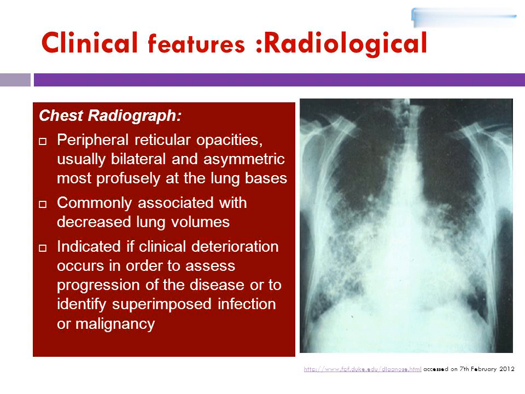Clinical features, radiological. Chest radiograph. Peripheral reticular opacities, usually bilateral and asymmetric, most profuse at the lung bases. Commonly associated with decreased lung volumes. Indicated if clinical deterioration occurs in order to assess progression of the disease or to identify superimposed infection or malignancy. http://www.fpf.duke.edu/diagnose.html accessed on 7th February 2012.